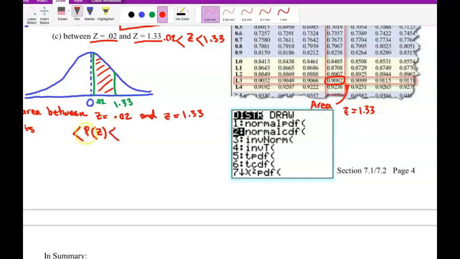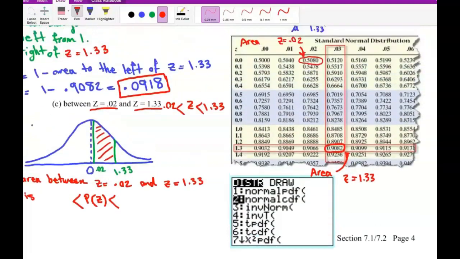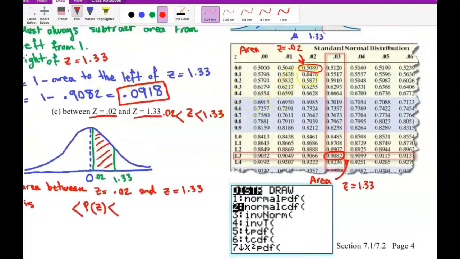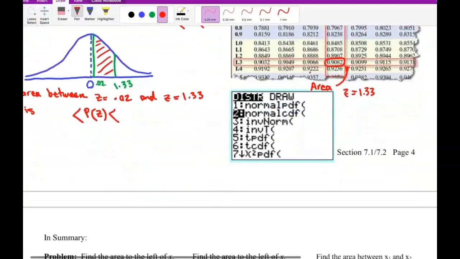So this P means probability or area. So area based on what z-score is. Here for when z is equal to 0.02, we got this one on top: 0.5080. And for when z is equal to 1.33, we got 0.9082.